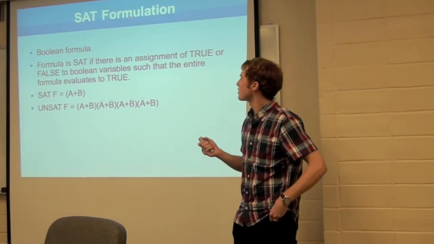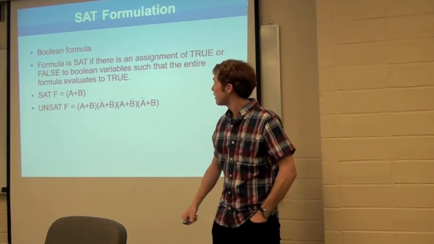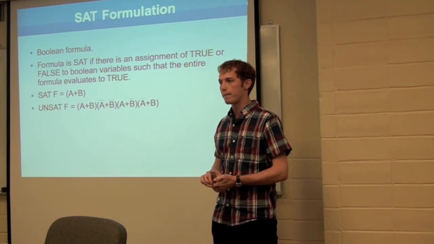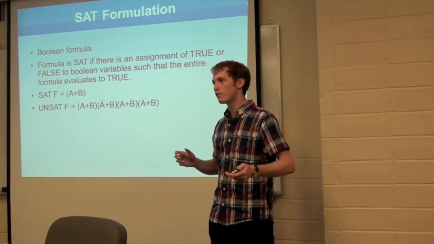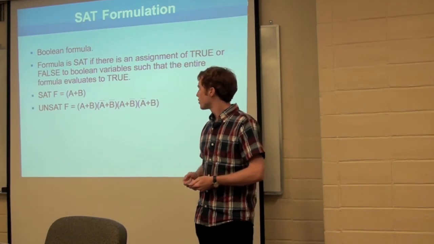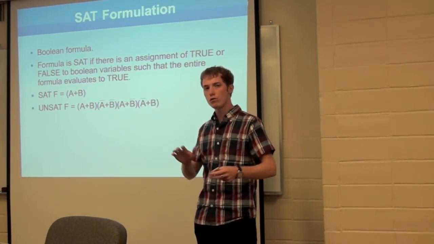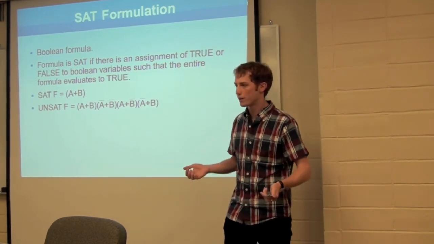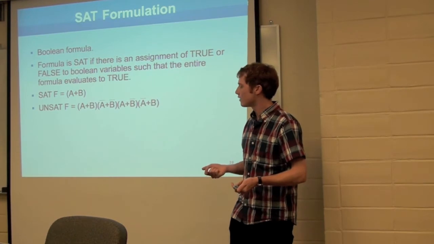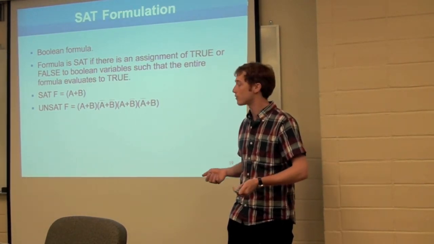So a bit of background on SAT. A SAT formulation is just a Boolean formula, where the formula is said to be SAT if there's an assignment of true or false to each one of the variables within the Boolean formula, so that the overall formula is equal to true. It's unsat if there's no such assignment. So an unsat Boolean formula will just simplify to false.